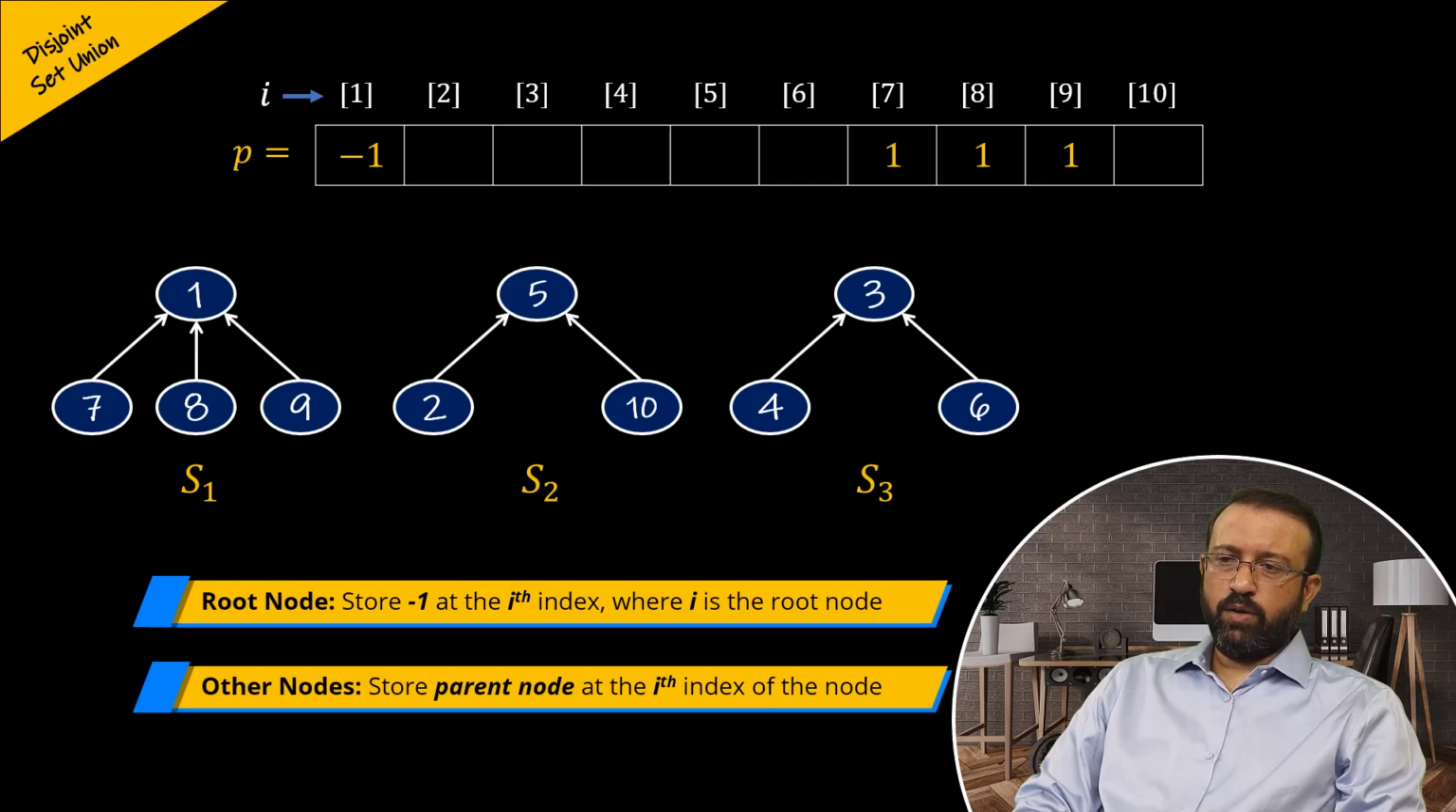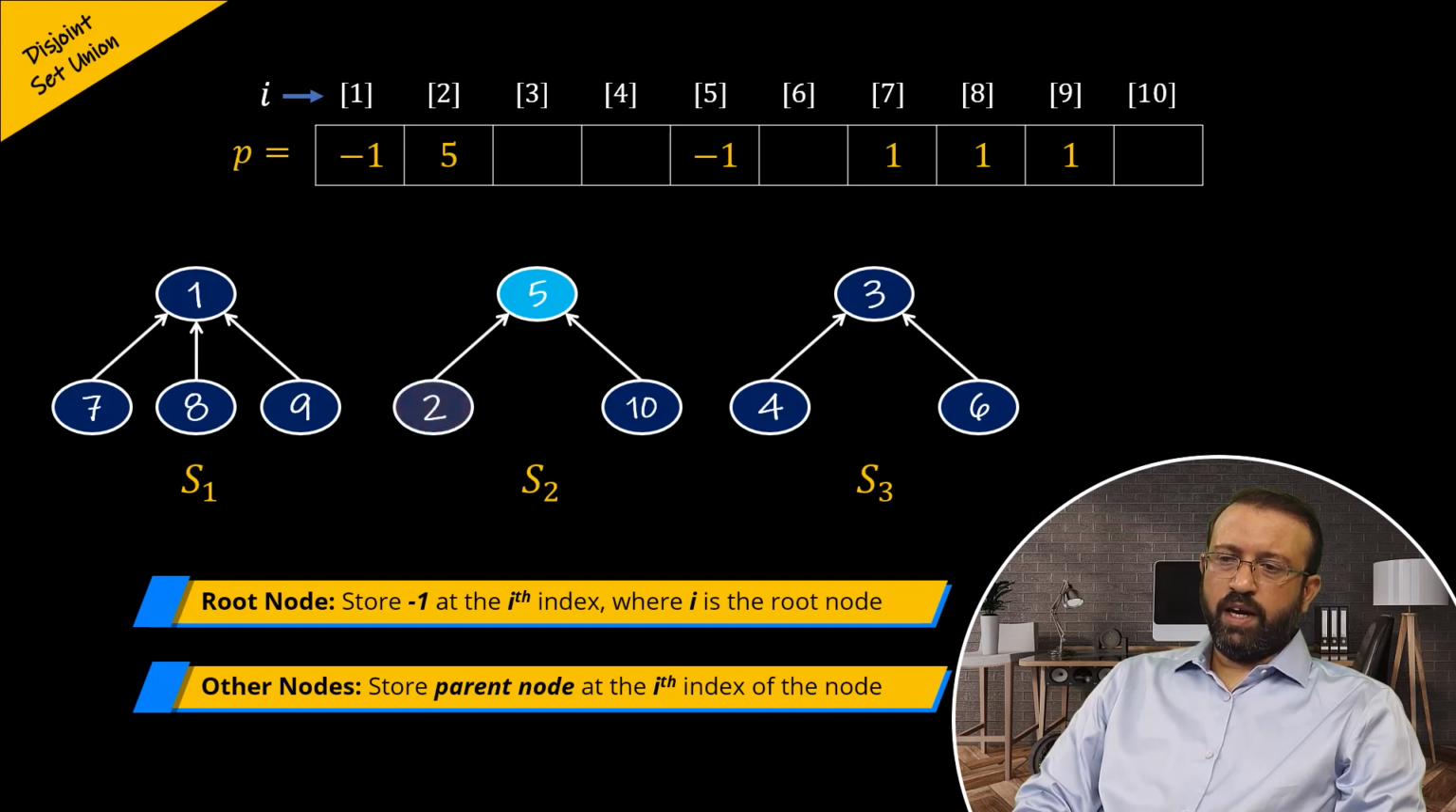Now let us look at how to store the disjoint set S2 in the array. The root of the disjoint set S2 is the element 5. Therefore, we will store -1 at index 5 in the array since element 5 is the root node. Then we have the node with element 2. And since the node with element 2 is not a root node and its parent is the node with element 5, we will store 5 at index 2 in the array. That is, we are storing the parent, which is 5, of the element 2 at index 2 in the array.